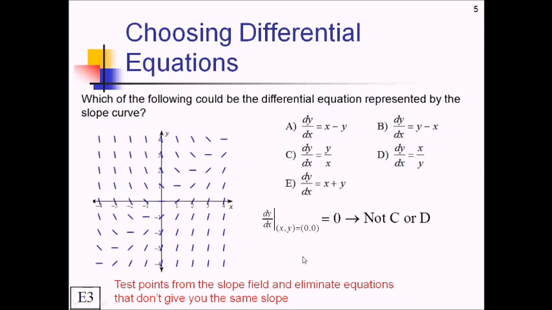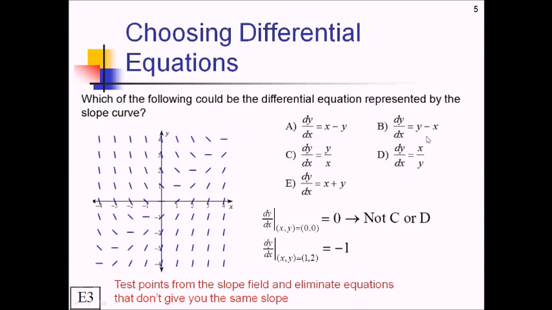All right, so for my point, I picked 1, 2. So at 1, 2, I have a slope of -1 right here, or at least it's negative, not that negative. And now testing that in my answer choices, choice A, this is going to be 1 minus 2, which is -1, so A is still in the running.